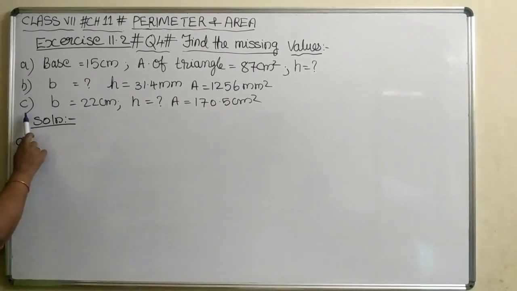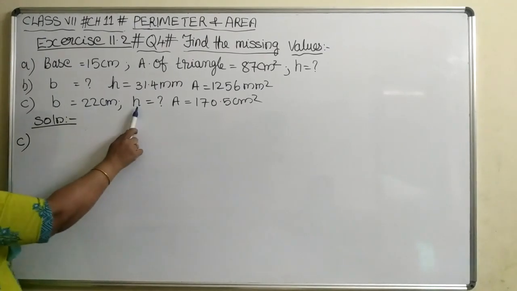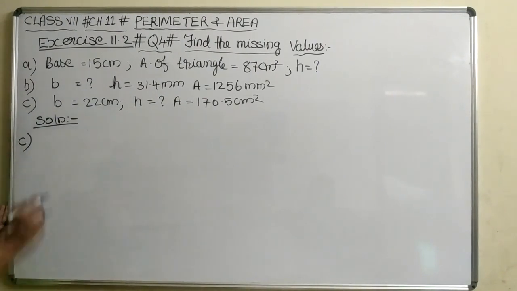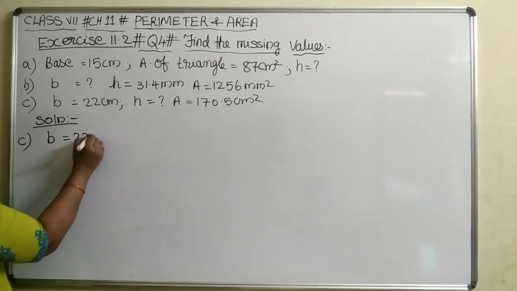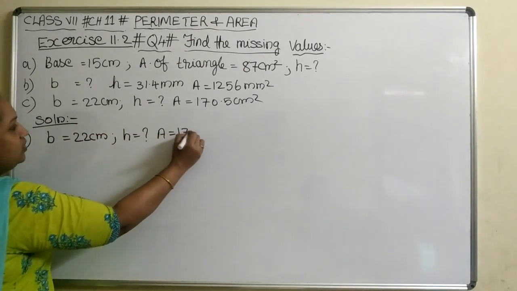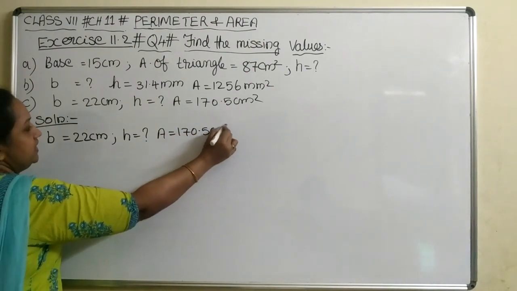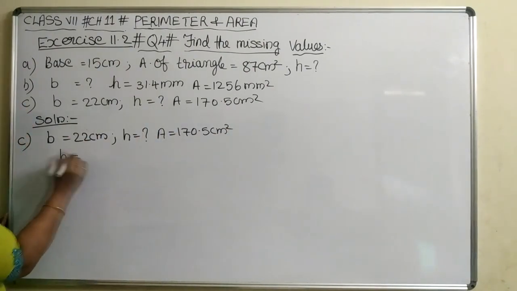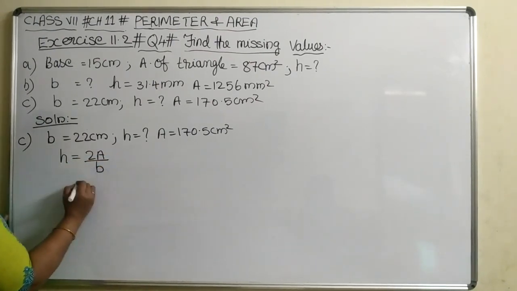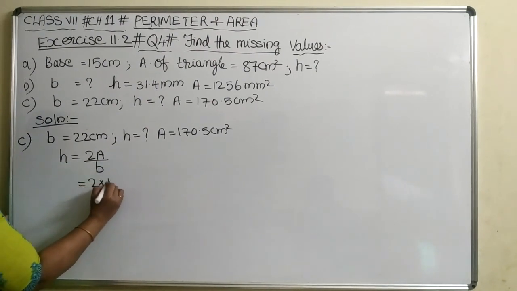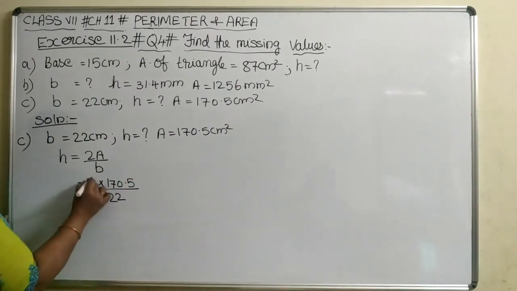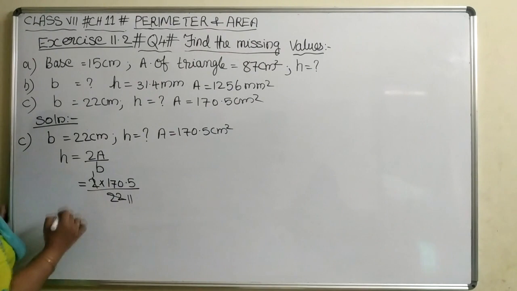Now we move to question C. B equal to 22 centimeter. H equal to question mark and area is given as 170.5 centimeter square. So the given information first we can write. Height equal to question mark and area equal to 170.5 centimeter square. What is the formula of height of a triangle? Yes. Twice area divided by base. Substitute the value. 2 into 170.5 divided by 22. We can cancel 2. So here it is getting 11.